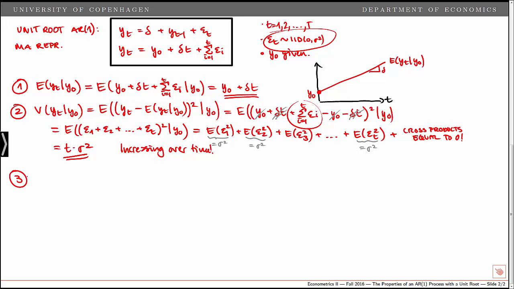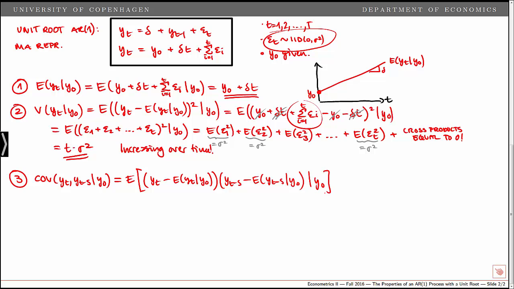Third, let's look at the covariances. The covariance between yt and yt minus s, and again we condition on the initial value y0. This is equal to the expected value of yt minus the conditional expectation of yt given y0, multiplied by yt minus s minus the expected value of yt minus s conditional on y0, and then finally we have to condition on y0 like this.